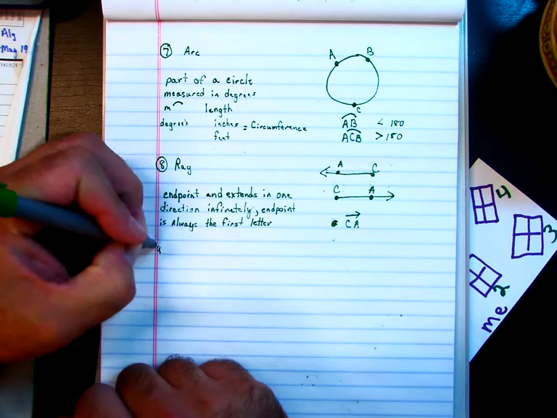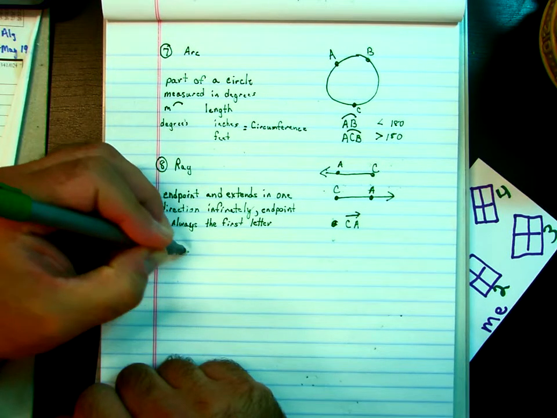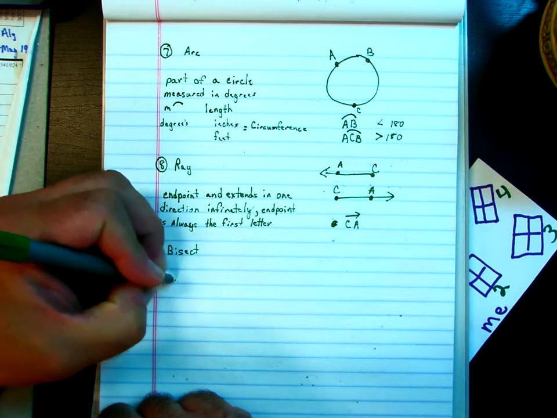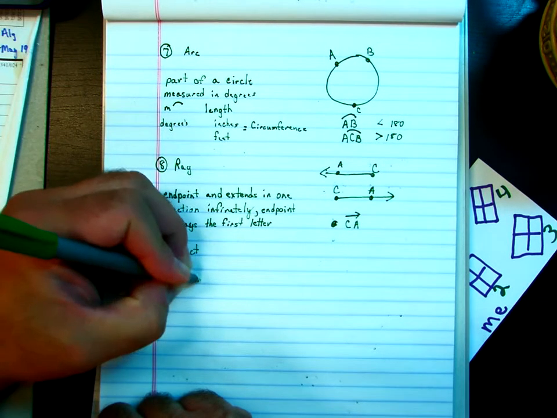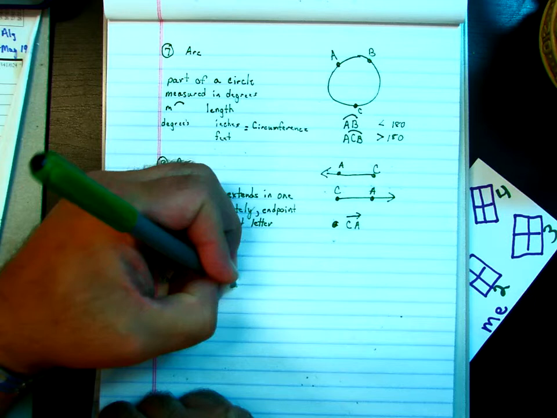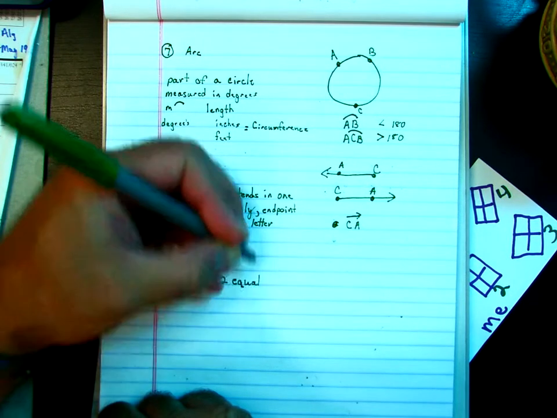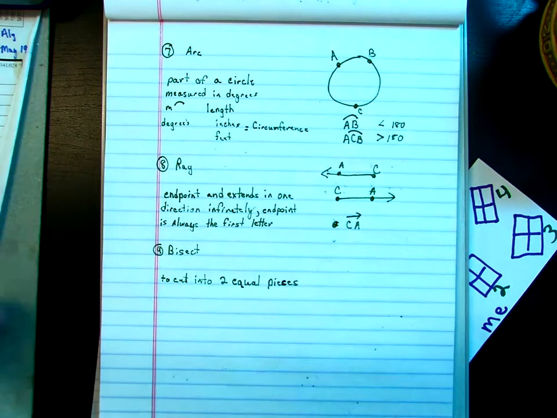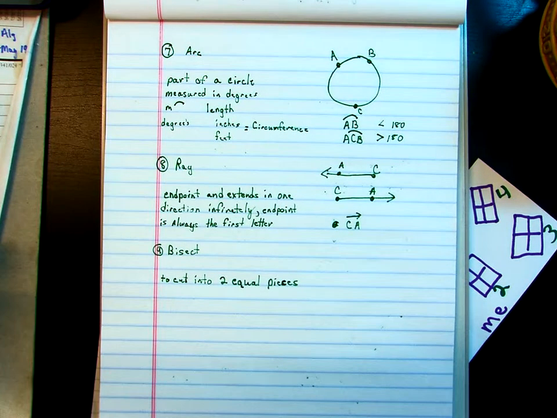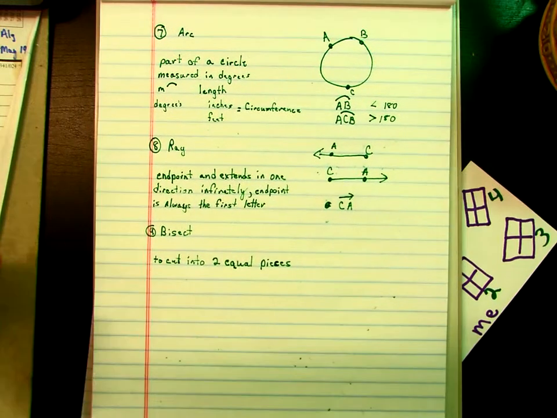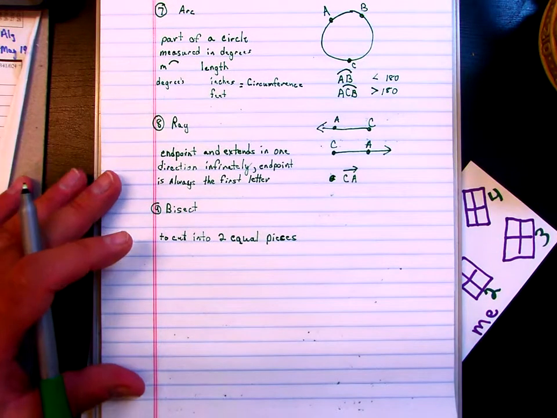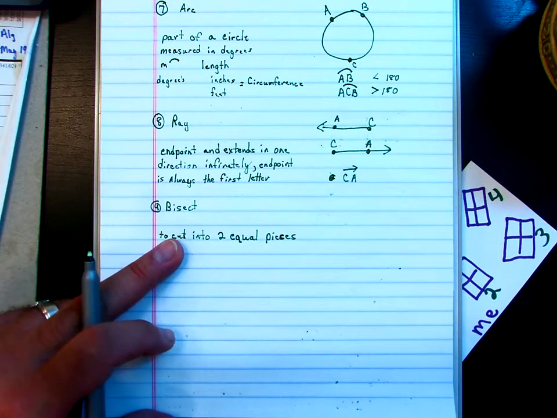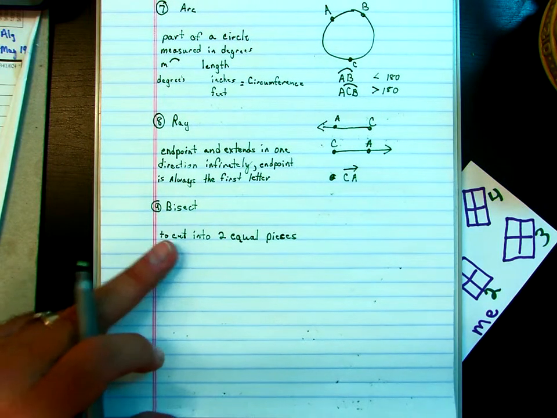Bisect. To cut into 2 equal pieces. Please do not say to cut in half. If you start talking like that, you're going to have a hard time setting up the math problems that happen in geometry. This tells me that the 2 pieces are equal to each other, so you'd put the 2 equations, or whatever they are, equal to each other. This tells you how to do the math.